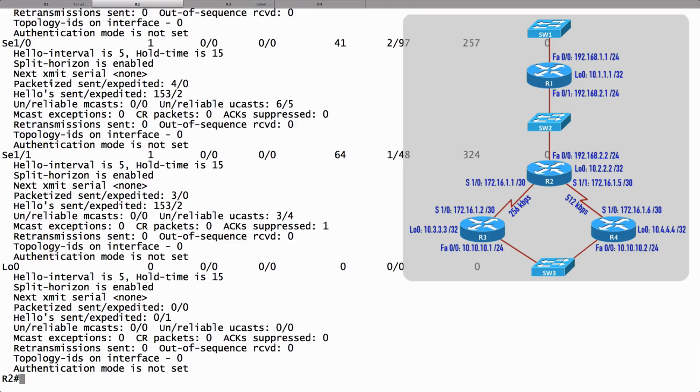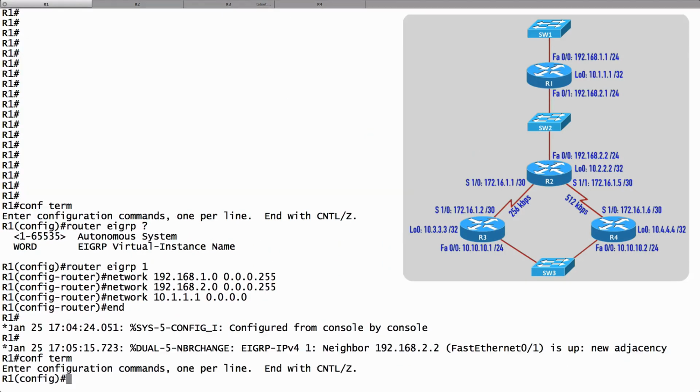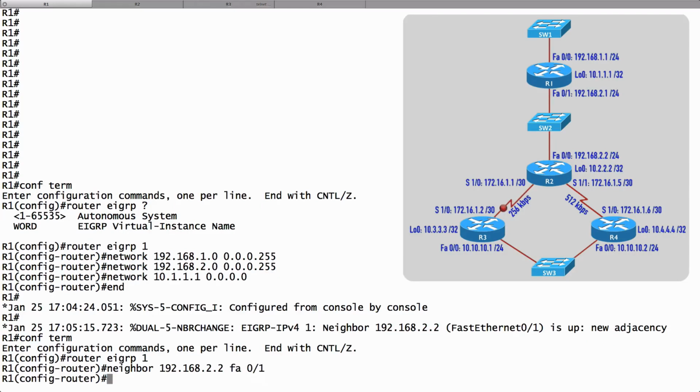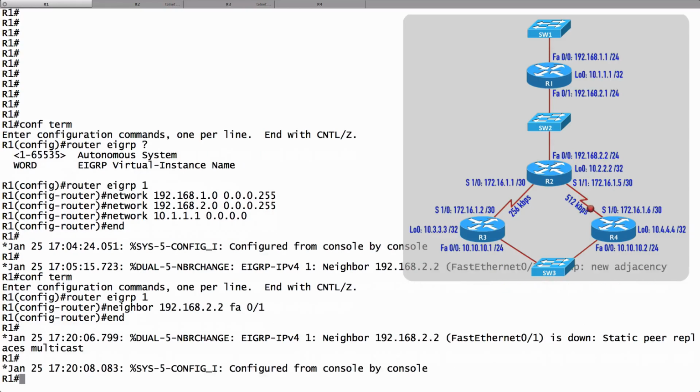Let's go to router R1, and I'm going to go back into the router EIGRP 1 configuration mode, and I'm going to say that I have a neighbor with an IP address of 192.168.2.2, and it's available out of my FastEthernet 0/1 interface. When I do that, we lose our neighborship with our neighbor, and also we would lose our neighborship with any other neighbors that were learned off of that interface.